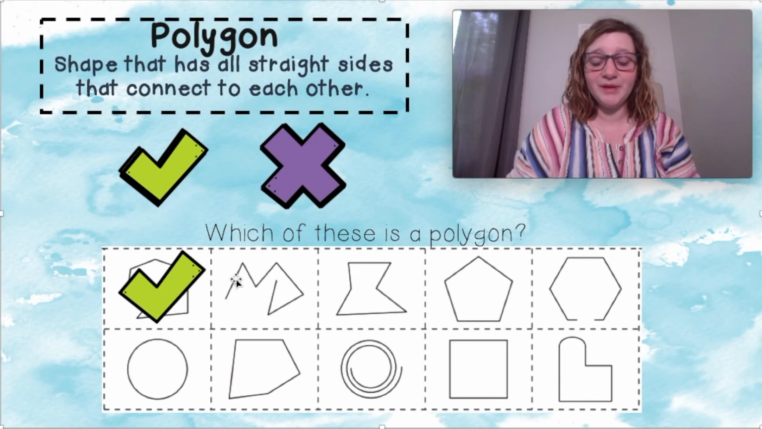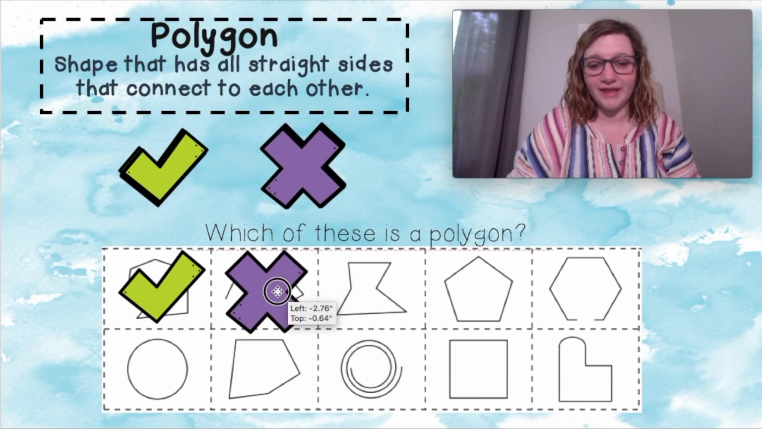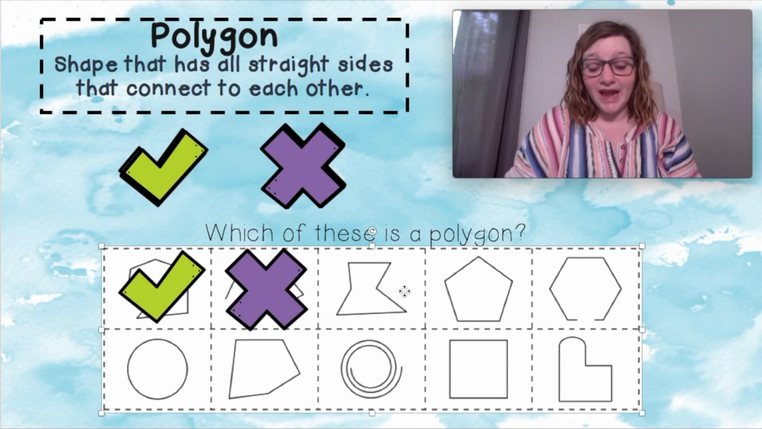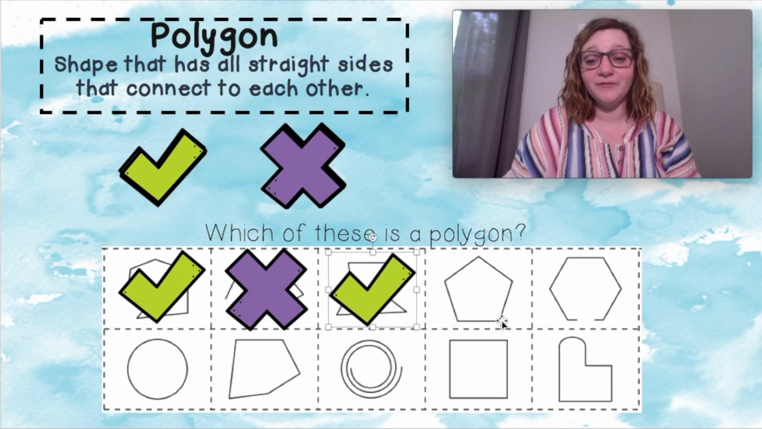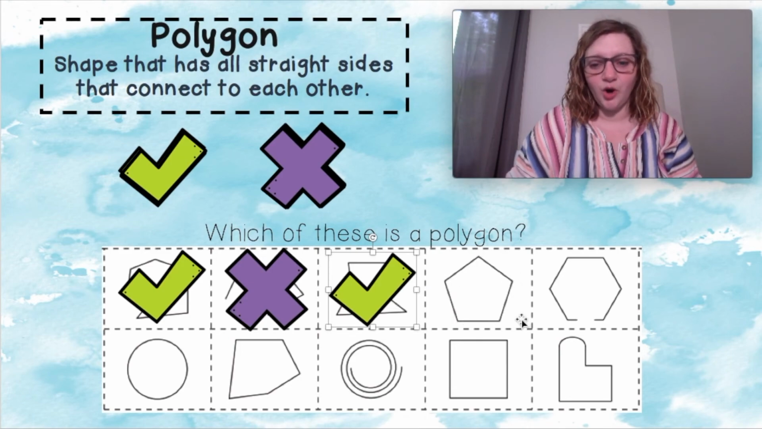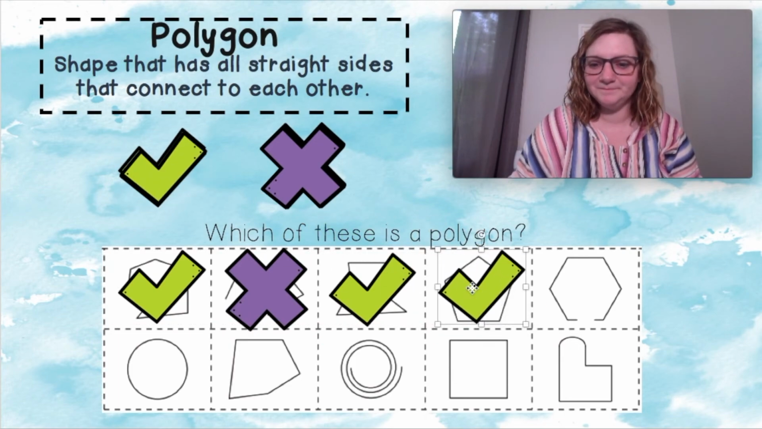Now this next shape here, it does all have straight sides. But is it a polygon? No, it's not. It doesn't all connect. We have some empty space there. Next, I do see it has all straight sides, and they're all connected, so yep, that's a polygon. This next one might look very familiar. It has all straight sides, they're all connected, so yes, it's a polygon.